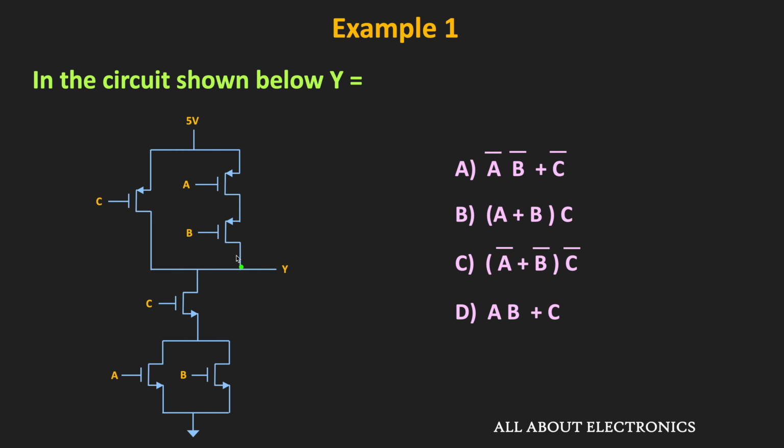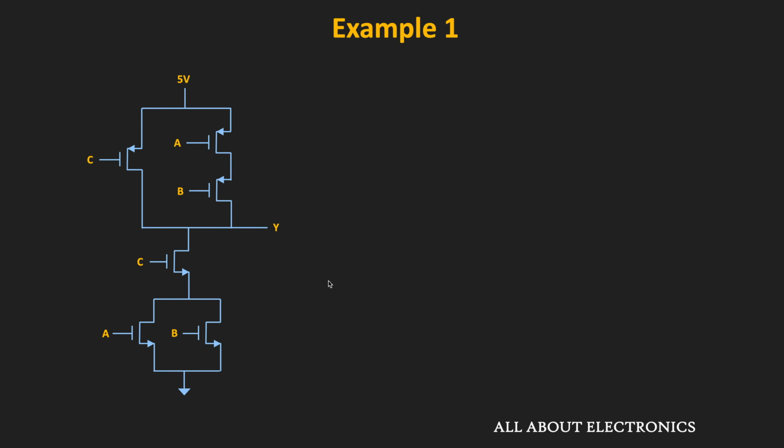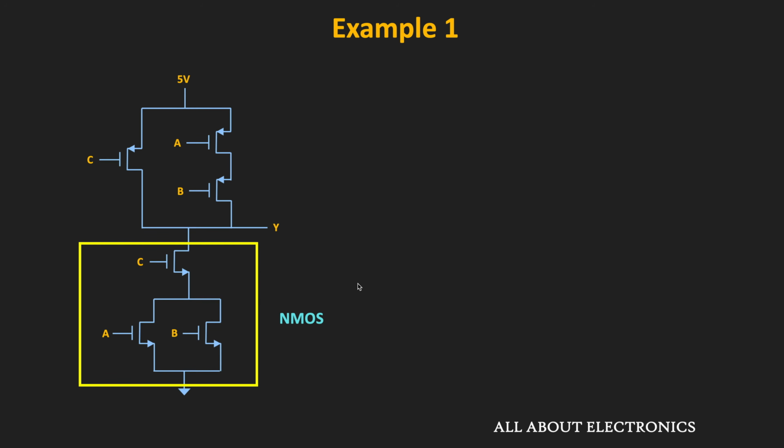In the first example, some logic function is implemented with the help of a CMOS based circuit. Here, we have been asked to find the expression of this logic function. If you see over here, this is the PMOS network, and this is the NMOS network. As you know, the PMOS network pulls up the voltage of the output to the logic 1, while the NMOS network pulls down the voltage of the output to the logic 0. So with the help of the NMOS network, let us identify the Boolean expression of this given circuit.